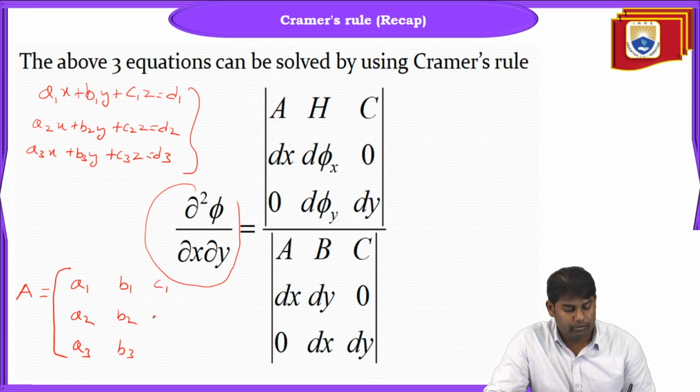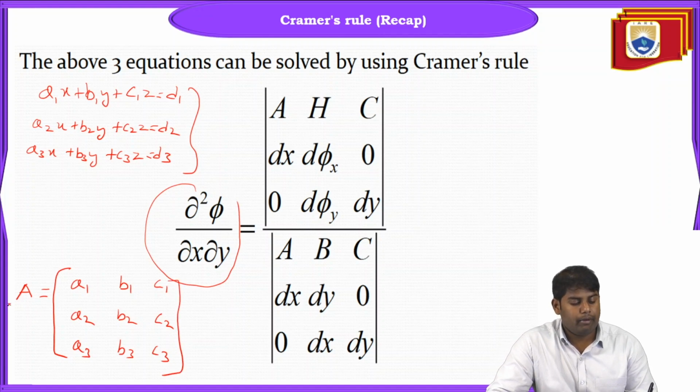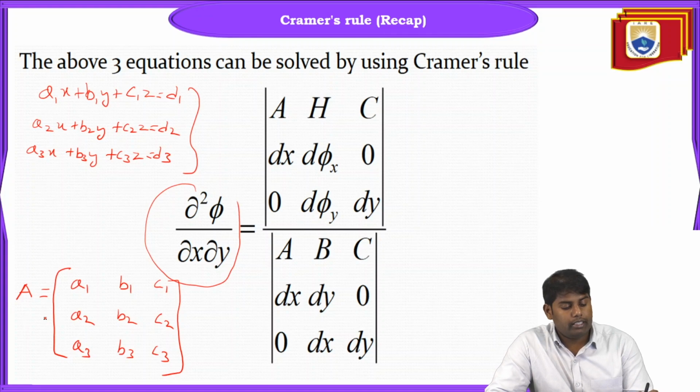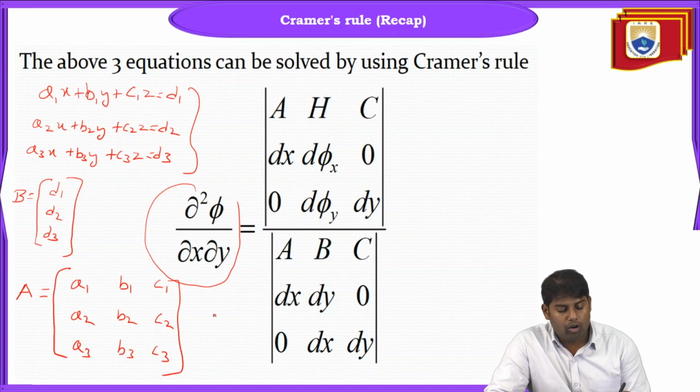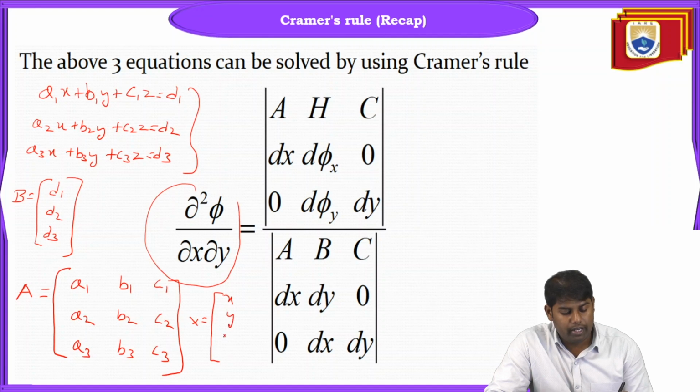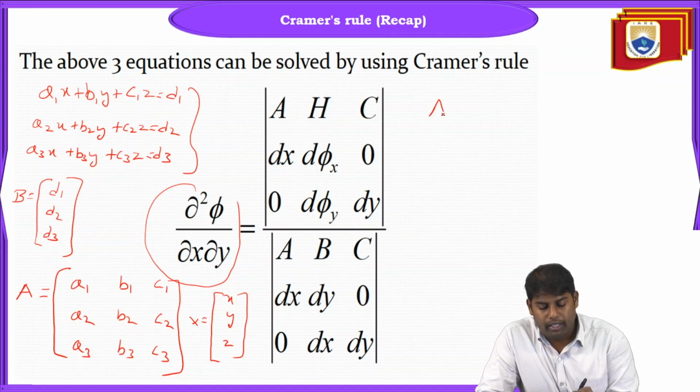So here we have C1, C2, and C3. So this is nothing but the coefficient matrix A. So next, the constant matrix, let us take that as B, which is nothing but D1, D2, and D3. Basically this is called the constant matrix, and the x column vector, so we call X, is x, y, and z. So this one we can write in the form of AX = B.